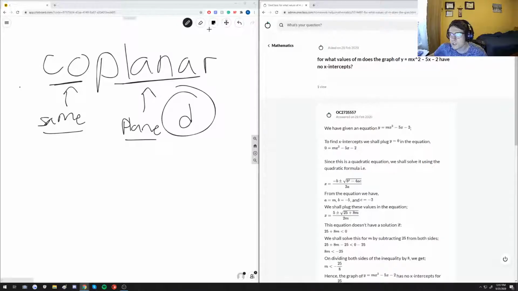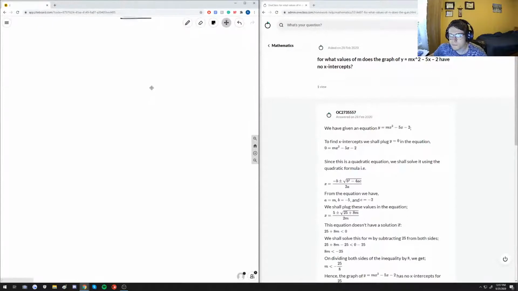Alright, so moving on to the next question, we have: for what values of m does the graph of y equals mx squared minus 5x minus 2 have no x-intercepts?